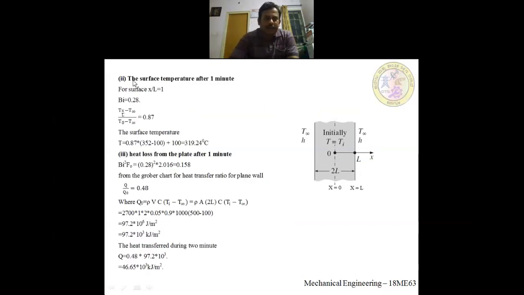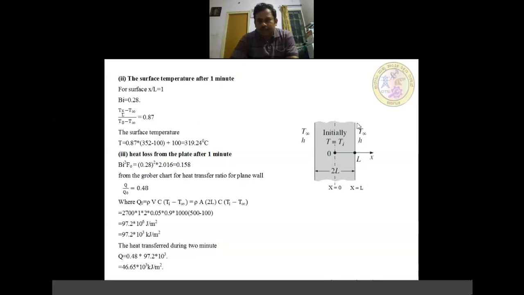Okay, the surface temperature after 1 minute here. Okay, I told you, the surface we have to calculate, X will be equal to L. On the surface what is the temperature they have asked. Okay, that is from this axis line the X will be equal to L. So L by L will become 1. Okay, so for Biot number of 0.28, if you go, I'll show you the chart also. Okay, 0.28 and 1, you remember this.